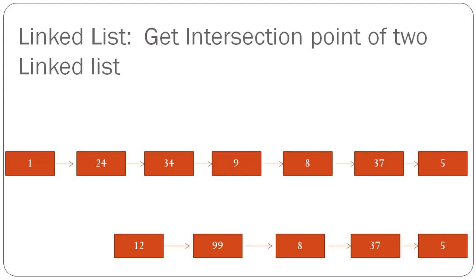So what can be our logic? First of all, we'll get the count of both linked lists. Let's say the count of the first linked list is 7, and the count of the second list is 5. Now we'll traverse the first linked list by the difference. So the difference is 2, right? Whichever linked list is bigger, we'll traverse that count number.